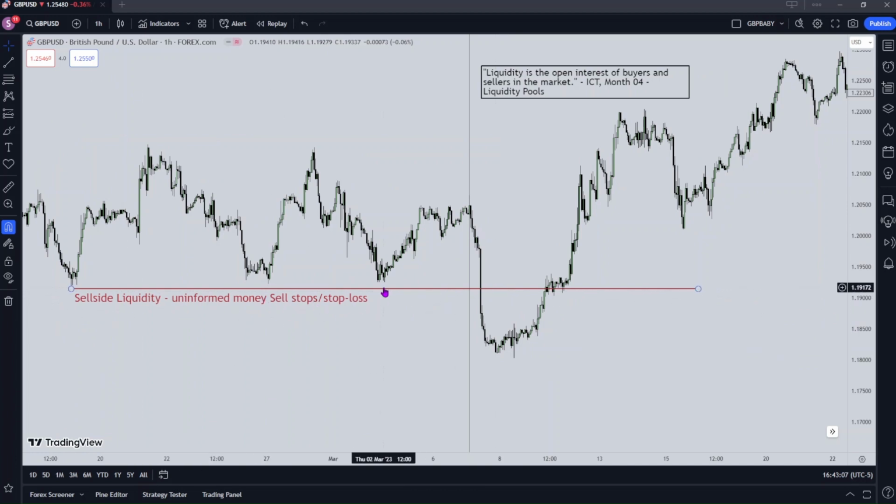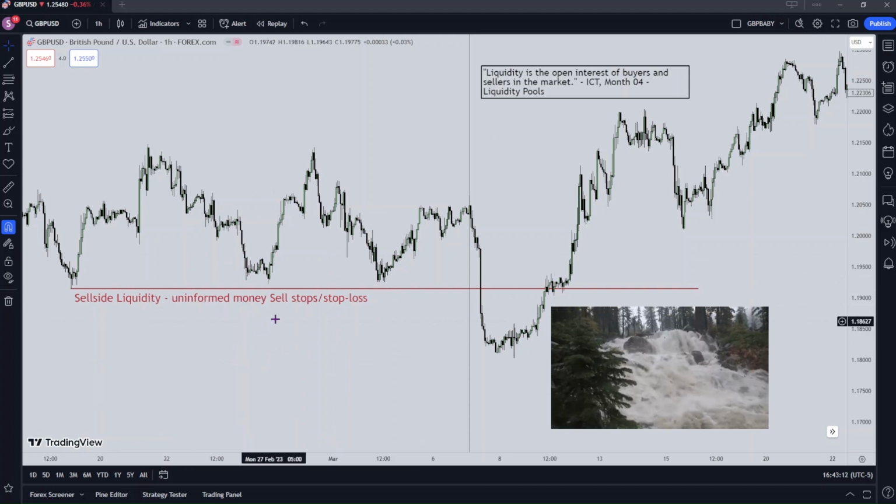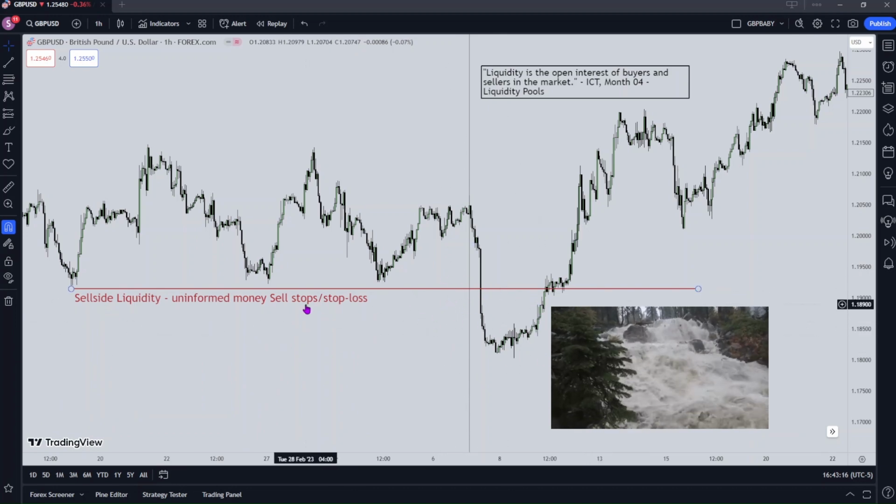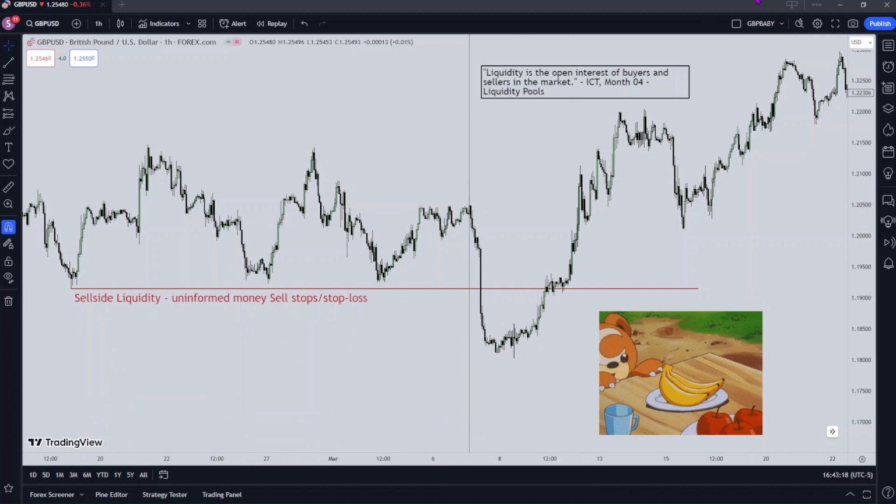So it caused a trigger for all the sell stops to come flooding into the market, which is where the liquidity is. And then what's happening is the big money is buying up all of those sell stops so that they can release their positions at a higher price. And that will be the informed money.